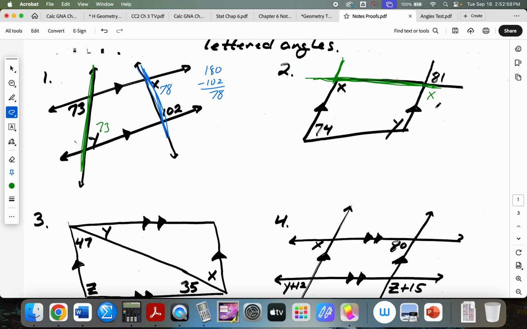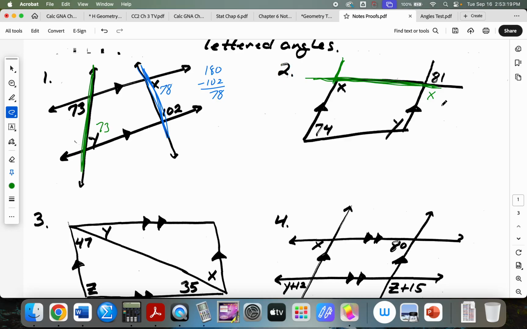Why are they supplementary? Okay, that's circular. What kind of angles? It's a linear pair. A linear pair is always supplementary.